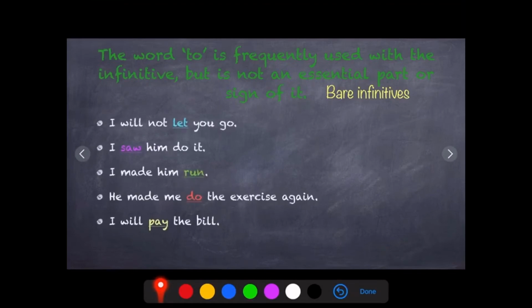Let us have look on the examples which I have put forward over here. I will not let you go. Over here, to let should be there, but the to in the sentence is omitted and only let is there. I saw him do it. Saw. Now over here, main verbs are only used. So the infinitive will be saw, run, do, pay, like that. So I made him run. He made me do the exercise again. I will pay the bill. So these are the infinitives. Okay, so these are the bare infinitives where to is not used.